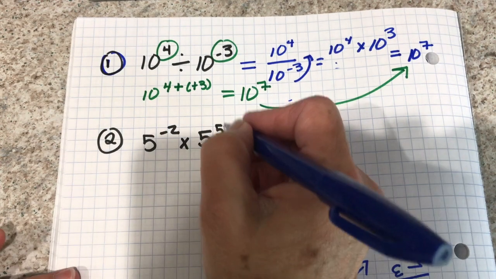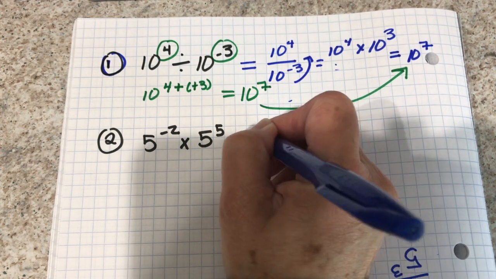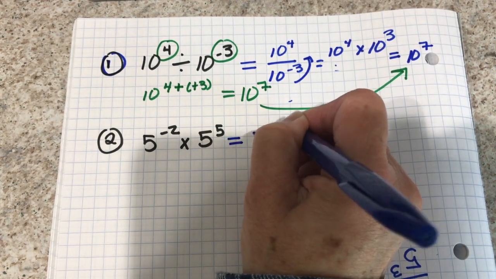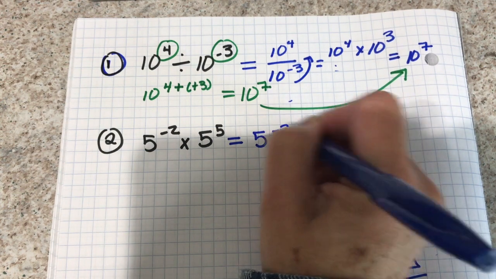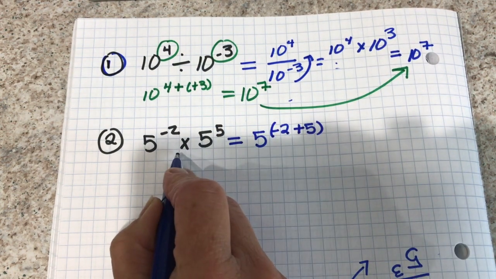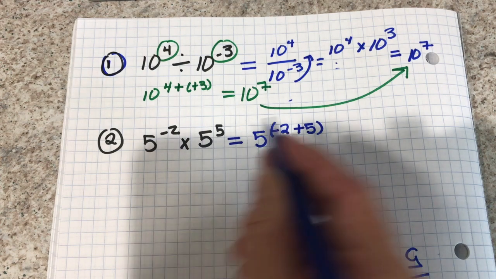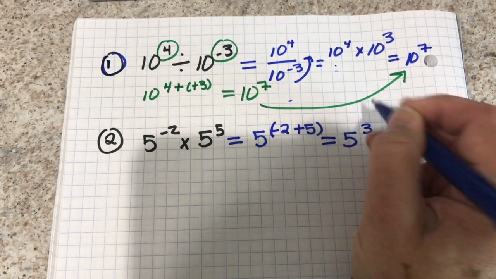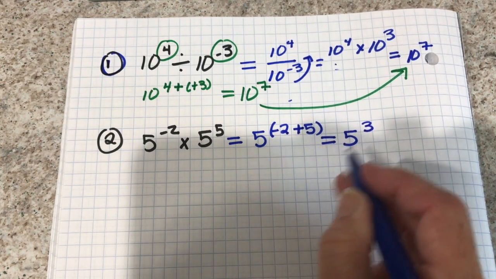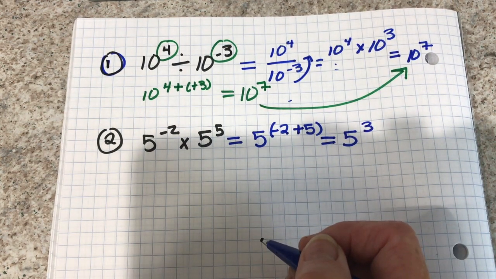All right, for number 2, I'm just going to use the shortcut, and I'm going to do 5 to the negative 2 times 5 to the 5th. Multiplication, we add the exponents is the shortcut. And the answer is 5 to the 3rd power. Negative 2 plus 5 is the 3rd power.